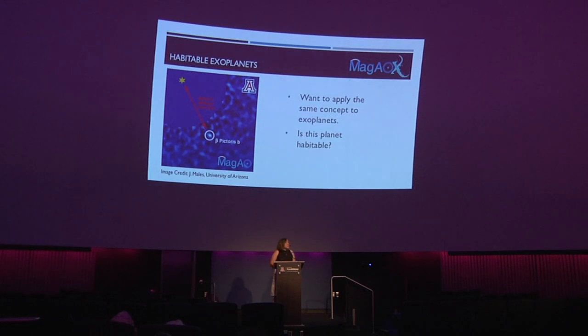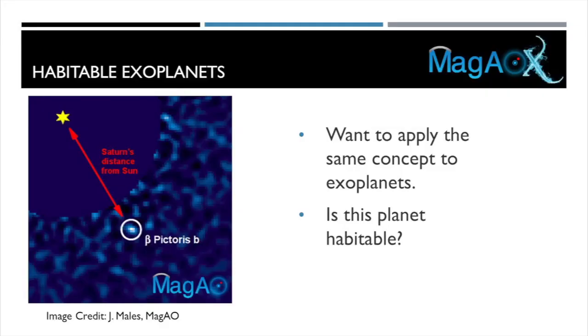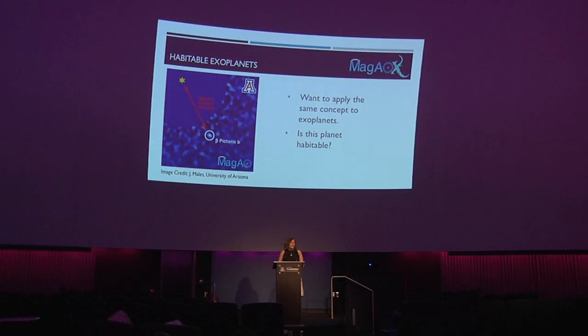So this is a picture of an exoplanet taken here at the University of Arizona. This is the planet Beta Pictoris b. All we know right now from this picture is that Beta Pictoris b is about the distance to its star as the distance from Saturn to the sun. So what do you guys think? Do you think Beta Pictoris b is habitable? Do you think we can have life on this planet? What do you guys think? No? Yeah, you would be correct.